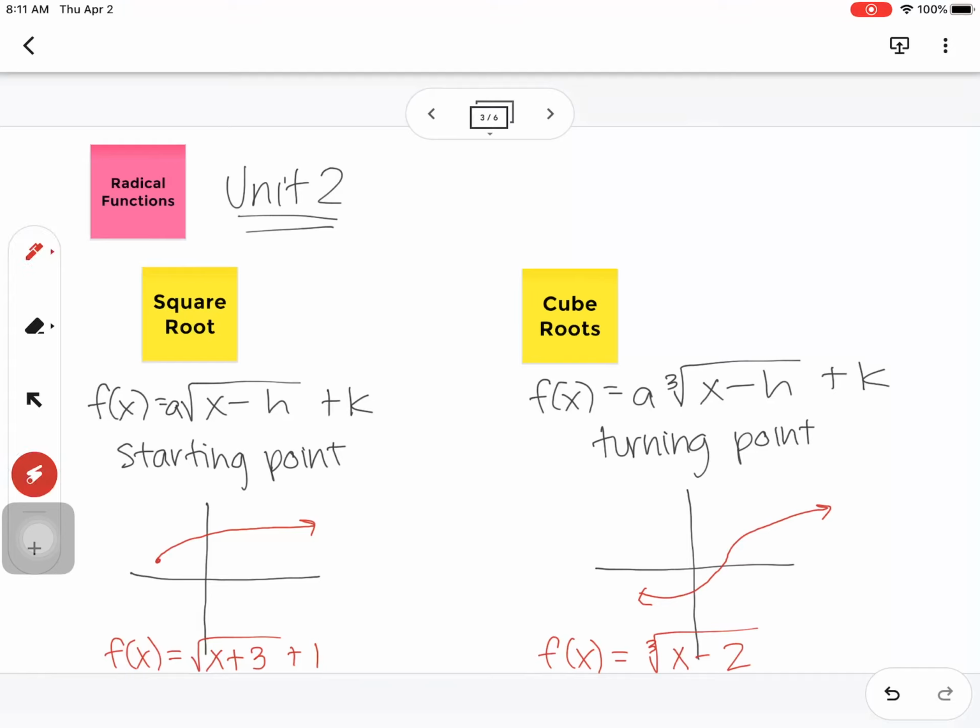Again, here, the thing I primarily want you to know is what the equation approximately looks like, what the graph approximately looks like.